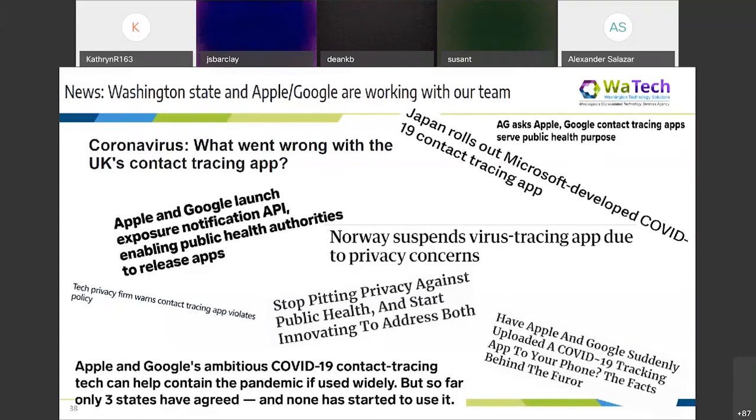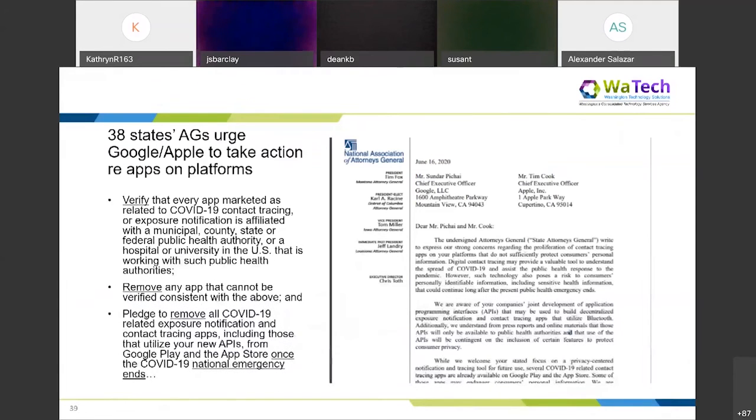Another article that I want to talk about specifically is the one about the attorneys general asking Apple and Google to serve the public health purpose. So that's the next slide. It's just a snapshot of the letter from the National Association of Attorneys General. 38 different states have urged Google and Apple to take action regarding the apps on their platforms.